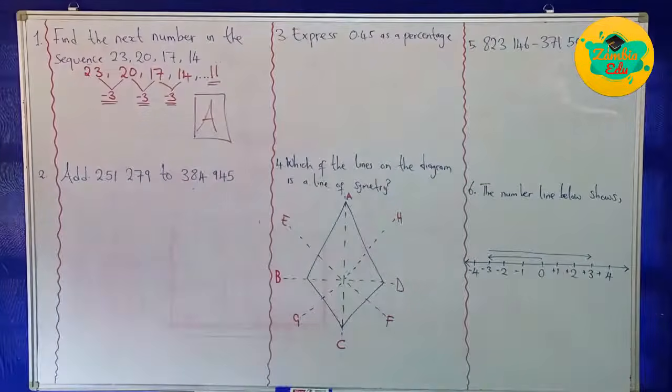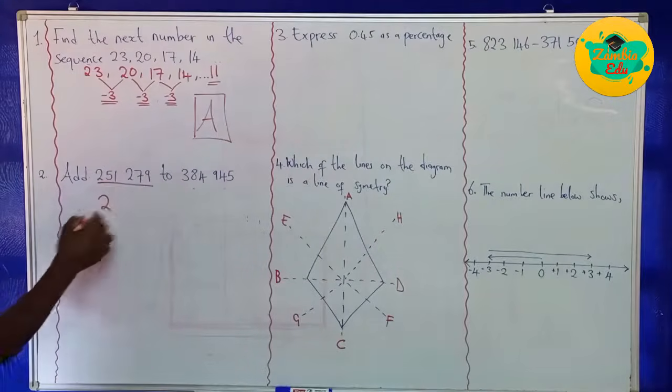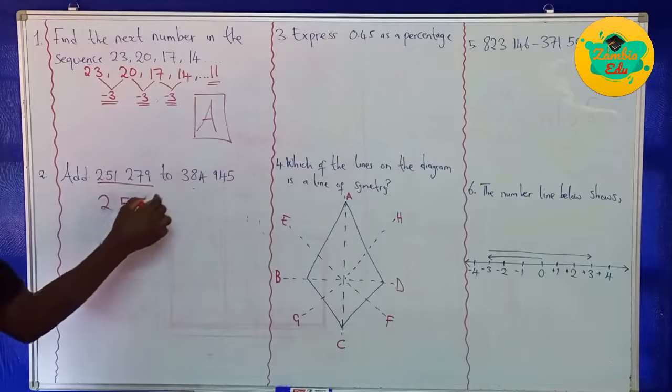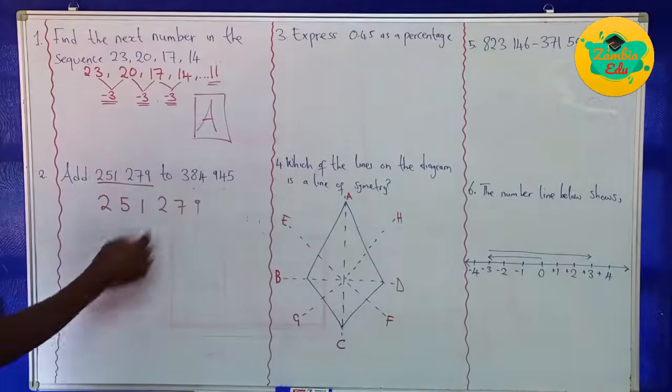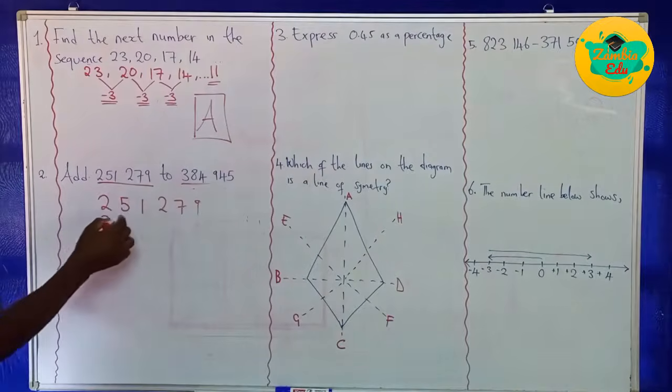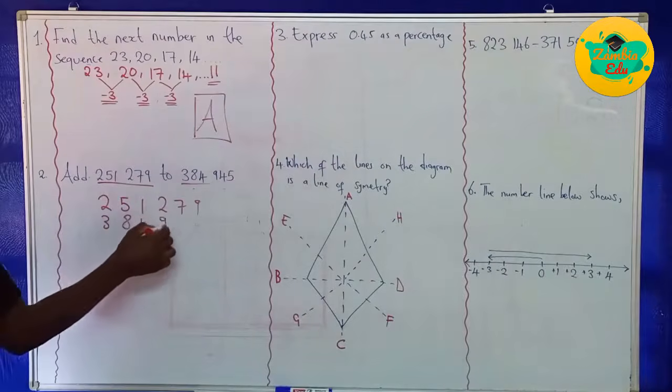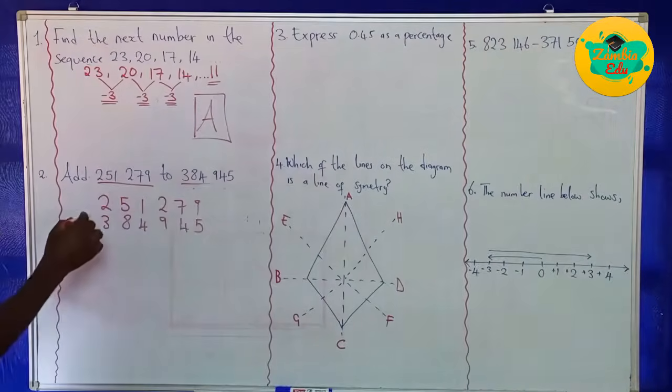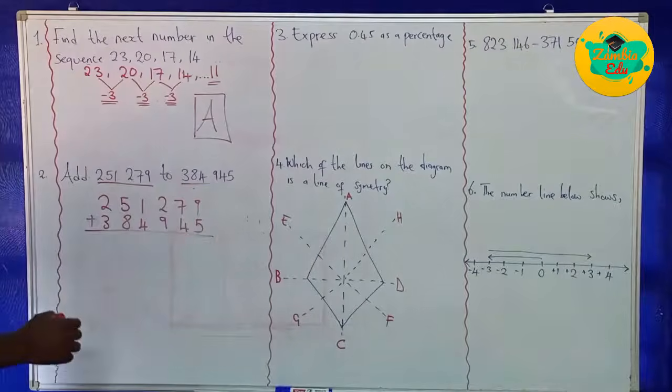We quickly go to number 2. Our question 2 says, add 251,279 to 384,945. So for us to be able to add this, we'll write the first number there firstly. We also add the second number there, put the addition sign in that way and let's add.